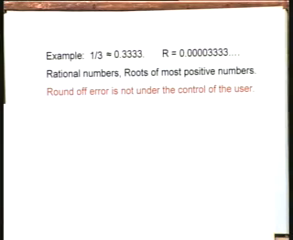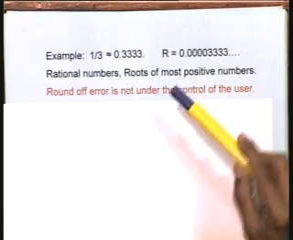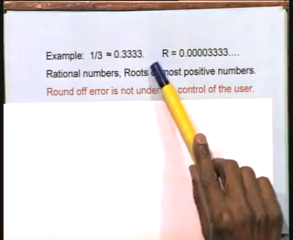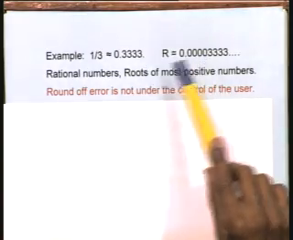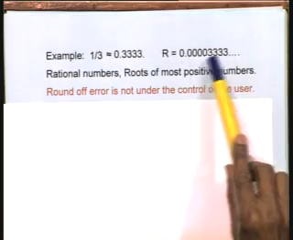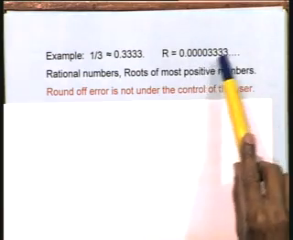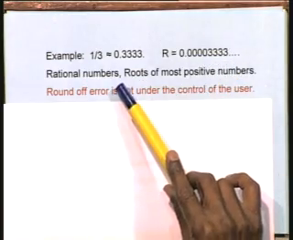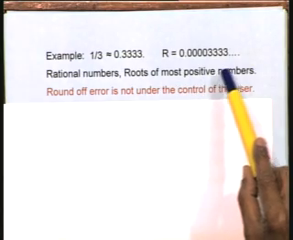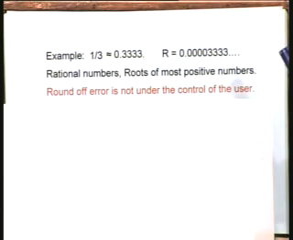Now, let us take a very simple example. A simple example is we take 1 by 3. So, you may be keeping 4 significant digits. So, we may be writing 1 by 3 as 0.3333, and whatever is left out, since it is an infinite representation, is your round off error. For example, all rational numbers, the roots of most positive numbers, all of them would give us round off error. Therefore, there is nothing we can do to stop round off error.